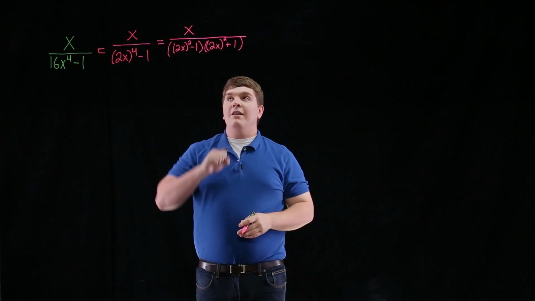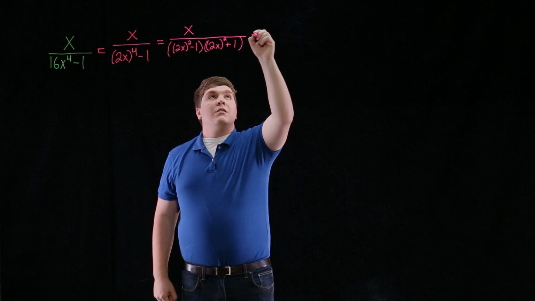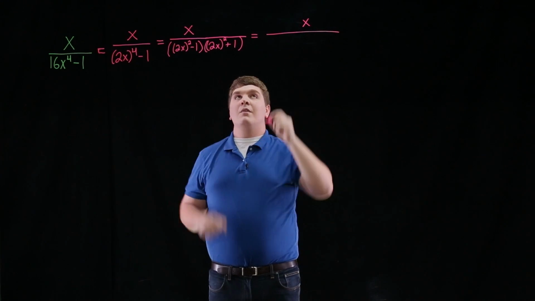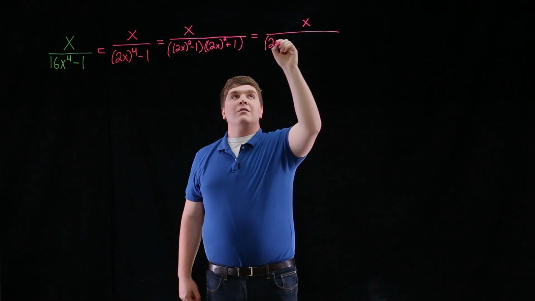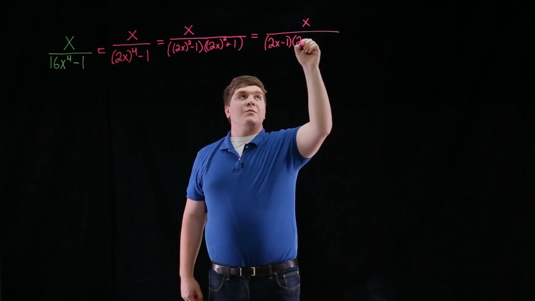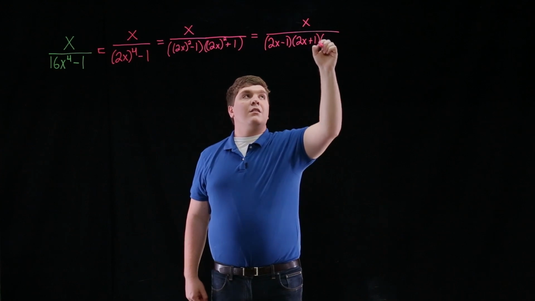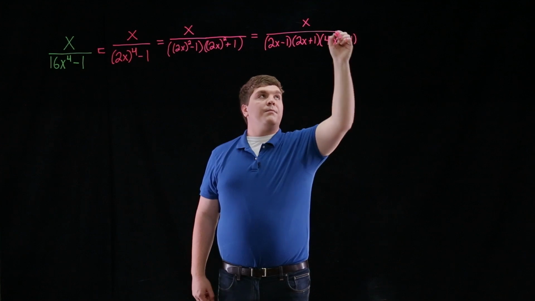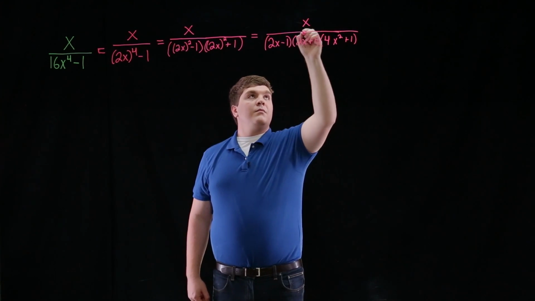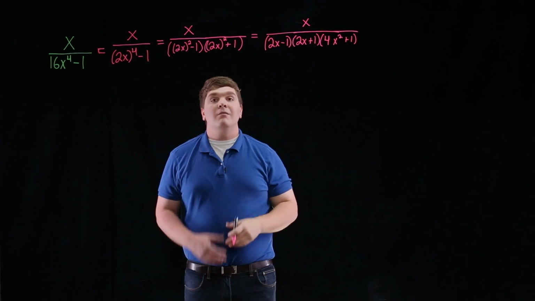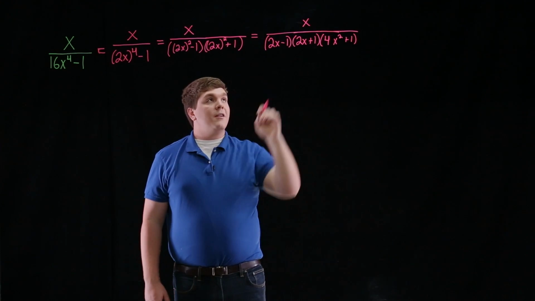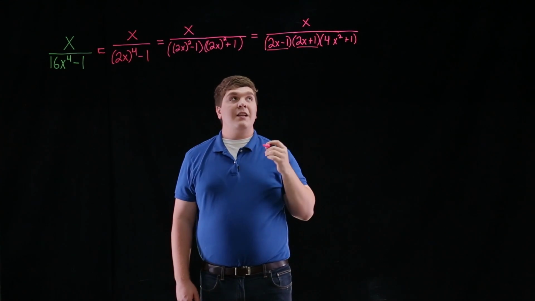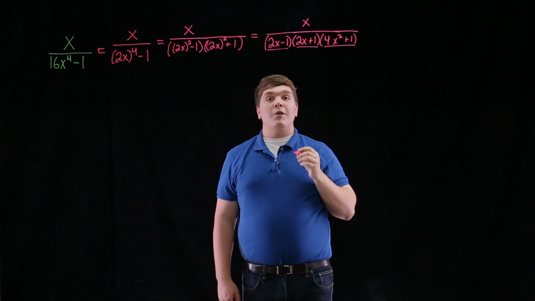Now again, here we have a difference of squares, so our rational function, or our rational expression, becomes 2x minus 1 times 2x plus 1 times 4x squared plus 1. Now since 4x squared plus 1 cannot factor any further, our denominator is fully factored. And here what we have is two distinct linear factors and a distinct quadratic factor.